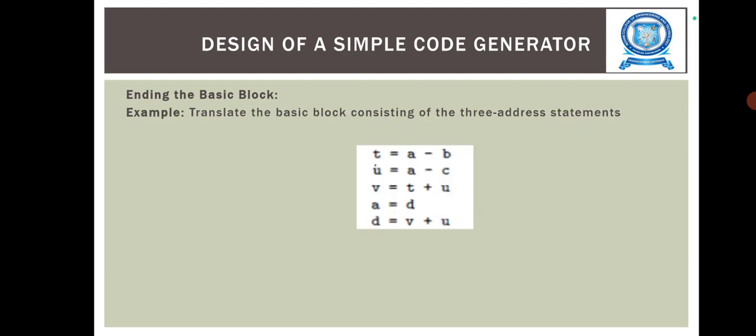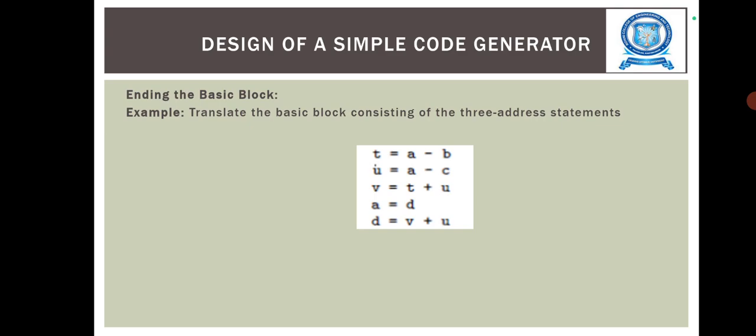Now we are going to see one example for ending the basic block. Translate the basic block consisting of three-address statements. This is the given three-address statement. In that, assume that t, u and v are temporaries local to the block, while a, b, c and d are variables that are live on exit from the block. Assume that there are as many registers as needed, and when a register value is no longer needed, we reuse its register. Here it shows the register and address descriptors before and after the translation of each instruction.